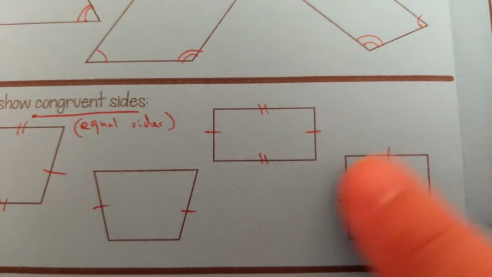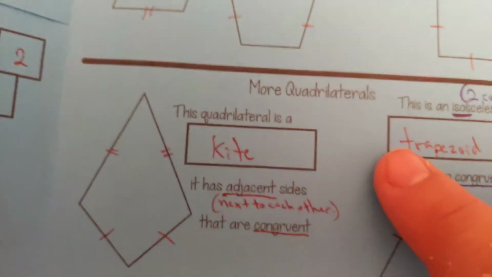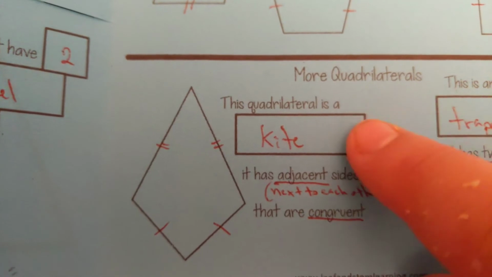In a square, all the sides are the same. Okay, and then the last little piece right here. There's also more quadrilaterals that are covered in these notes.